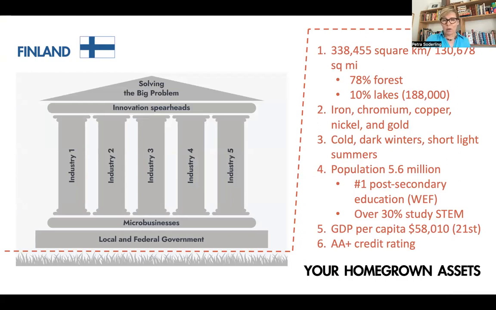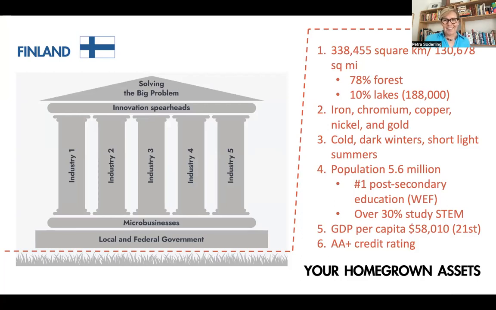There's also a quite nice wealth of metals and minerals, iron, chromium, copper, nickel, and gold. So it's no wonder that the legacy industries, the legacy pillars that Finland has built its economic development foundation on, is paper, pulp, timber, and the metal industry, iron industry, which further along turned into electronics industry. Cold, dark winters, short, light summers. So there's not a lot of agriculture there.